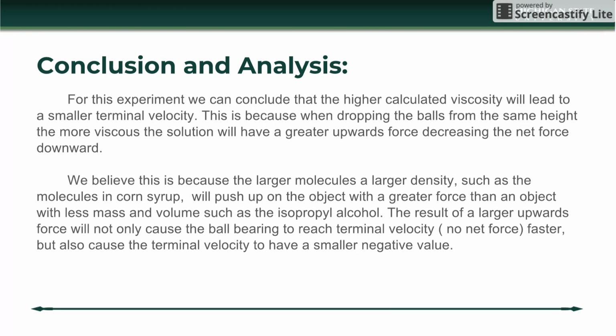We believe that this is because the larger molecules have a larger density, such as the molecules in corn syrup. They will push up on the object with a greater force than molecules with less mass and volume, such as the isopropyl alcohol. The result of a larger upwards force will not only cause the ball bearings to reach terminal velocity faster, but also cause the terminal velocity to have a smaller negative value.